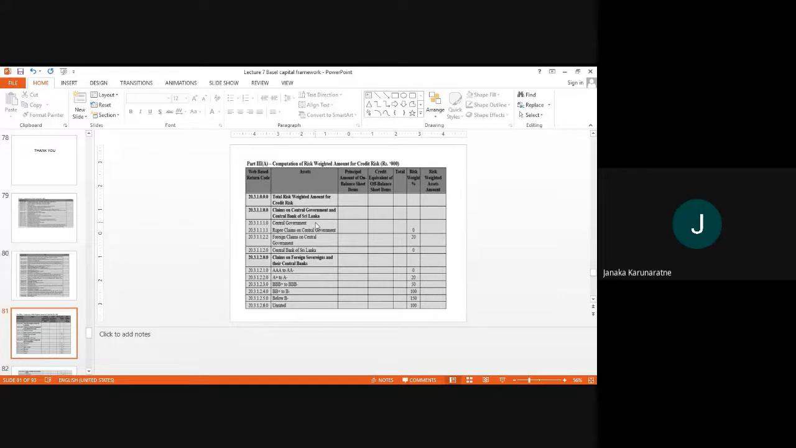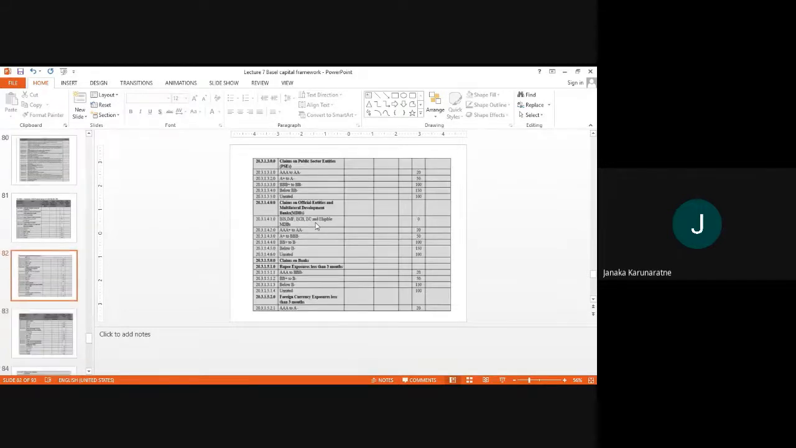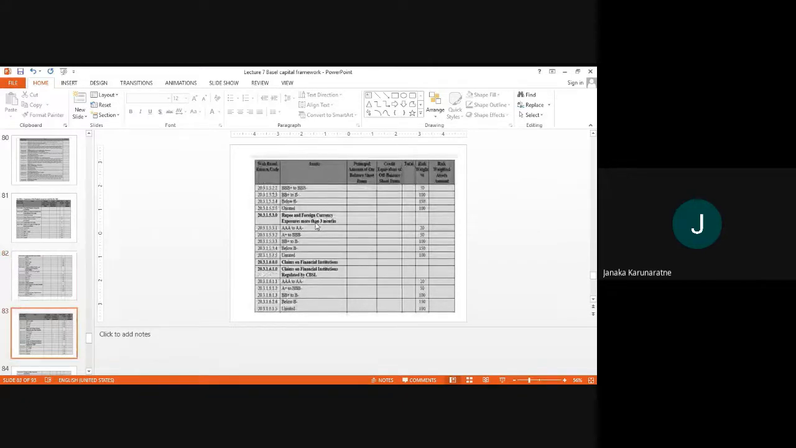So similarly for all the other assets, if you look at claims on public sector entities, it specifies the ratios applied, so you can compute the risk-weighted assets and then the capital. I'm not going to discuss each and everything, but for each asset class in your balance sheet, the standardized approach specifies the applicable risk-weighted asset percentage, either based on ratings or otherwise. Claims on financial institutions, also claims on financial institutions regulated by the central bank, and so on.